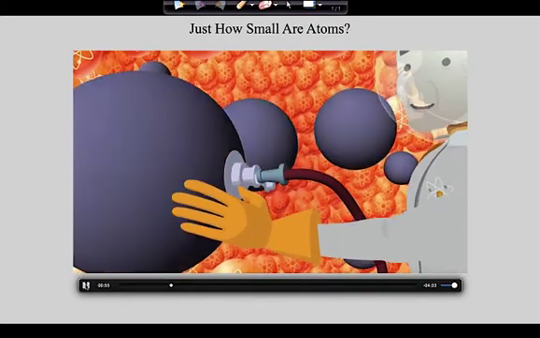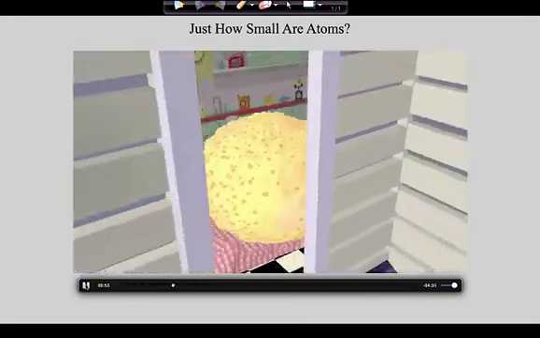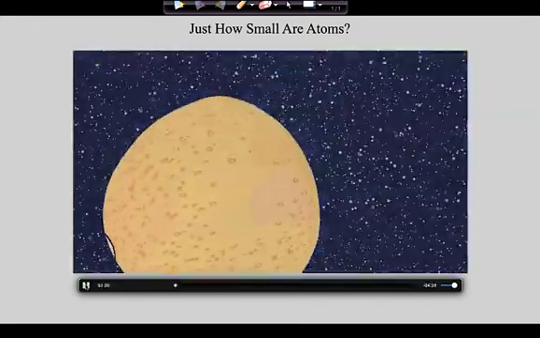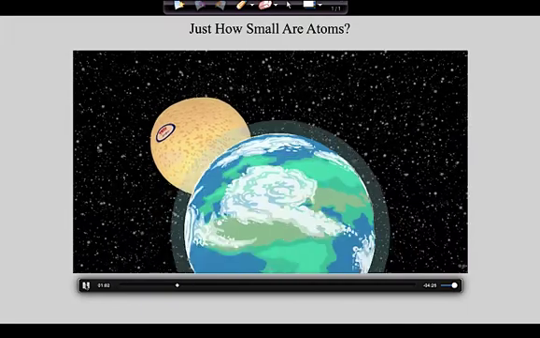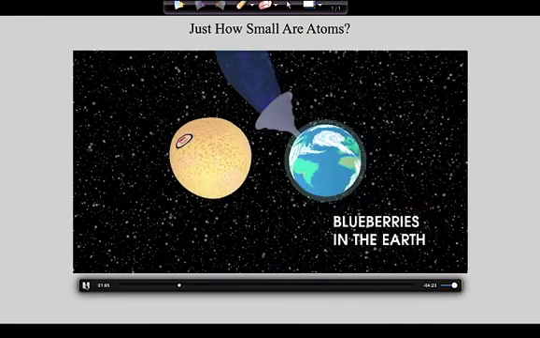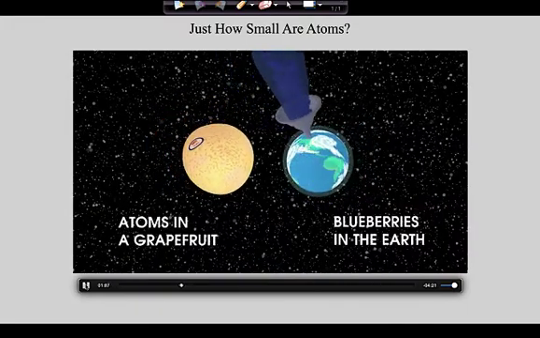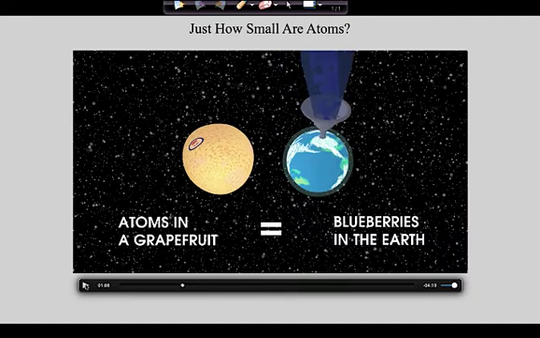And then how big would the grapefruit have to be? It would have to be the same size of, well, actually, the Earth. That's crazy. You mean to say that if I filled the Earth with blueberries, I would have the same number of nitrogen atoms as a grapefruit? Got it? So guys, here's what we're saying. If you could take the Earth and hollow it out and fill it full of blueberries, there would be as many blueberries in the Earth as atoms in a grapefruit.